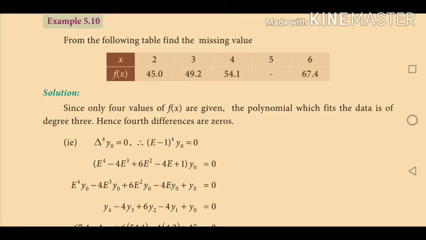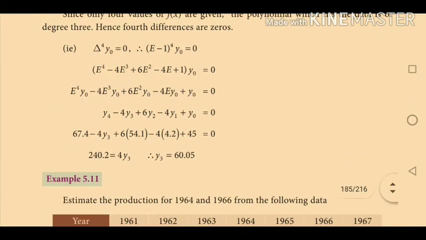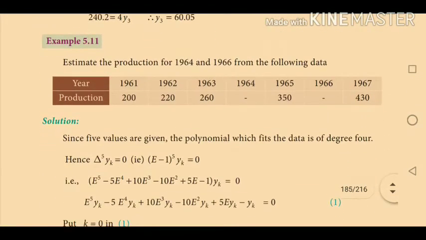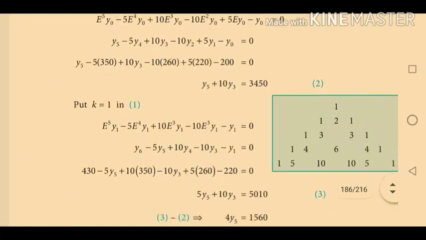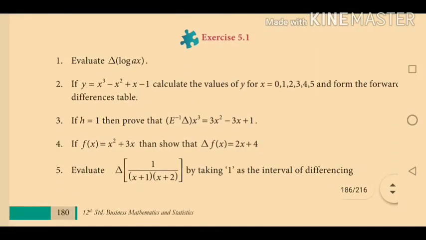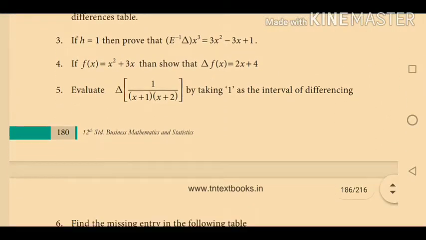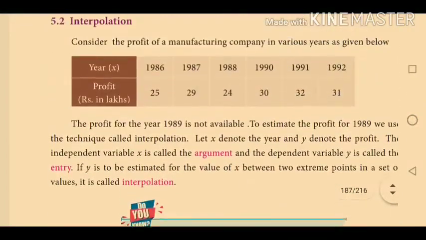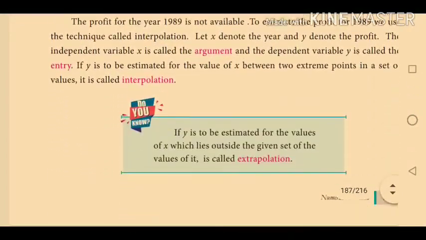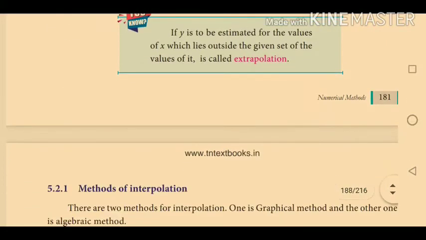Here some values are missing, and we apply the delta values, that is, you have to apply the delta. So all these sums are related to missing values. The next one is the forward difference method, that is, interpolation and extrapolation. Both things are applied here.